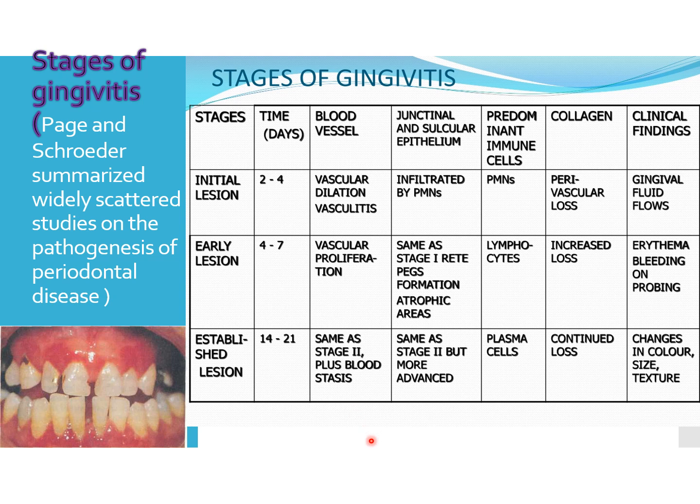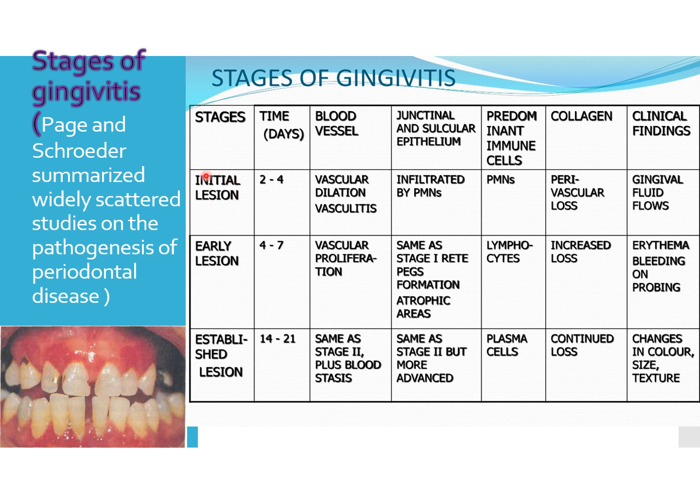Coming to the stages of gingivitis, which is very important, Page and Schroeder summarized widely scattered studies on the pathogenesis of periodontitis. So he has come up with the stages of gingivitis. Mainly there are three stages: the initial lesion, early lesion, and established lesion. It is given in a tabular column.